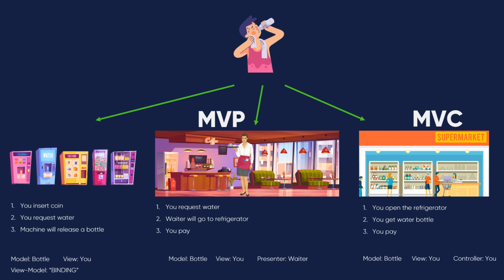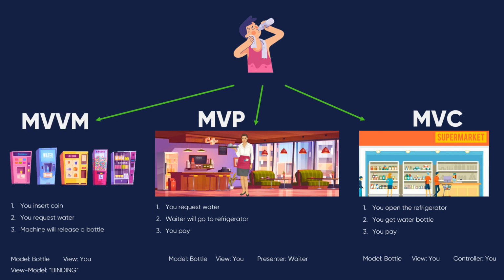The second one is MVP. You are the view. You request to get a model, which is a bottle, and there is a linkage between you and the bottle, which is the presenter, and in this case, it is the waiter.